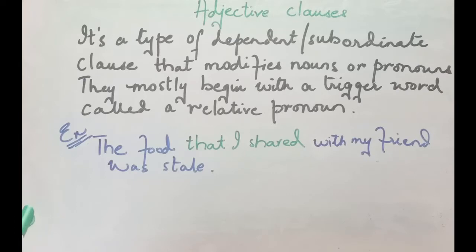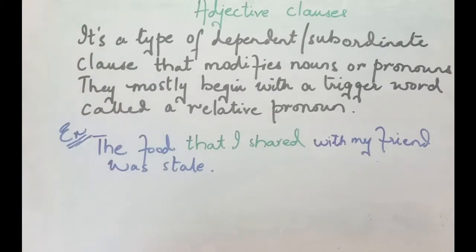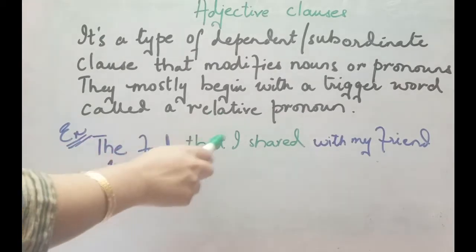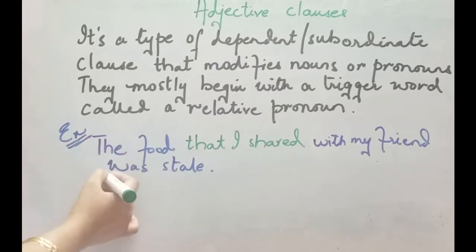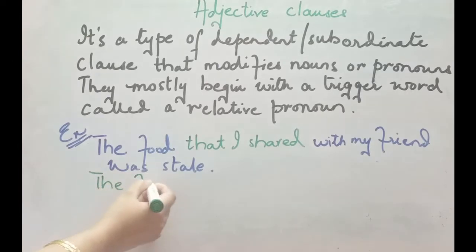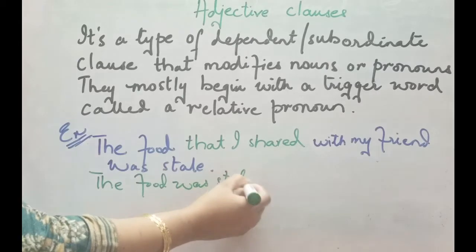Starting with adjective clauses. Before moving on to the definition, let's look at an example so that it's more clear. The food that I shared with my friend was stale. See, in this sentence, I have already got my independent clause. That is, I could have also said it as the food was stale. Right? The food was stale.